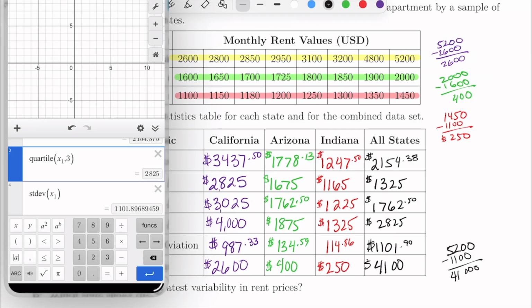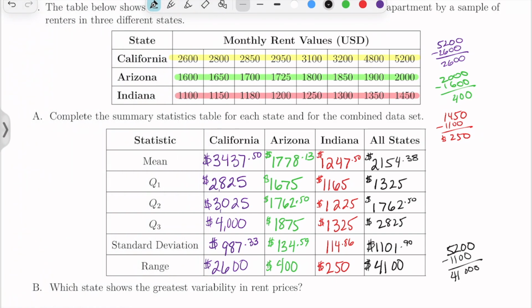So you can see the range tends to vary a lot, right? That's because it's only using two of the numbers. Okay, so the range isn't always the best thing to talk about when describing a data set.